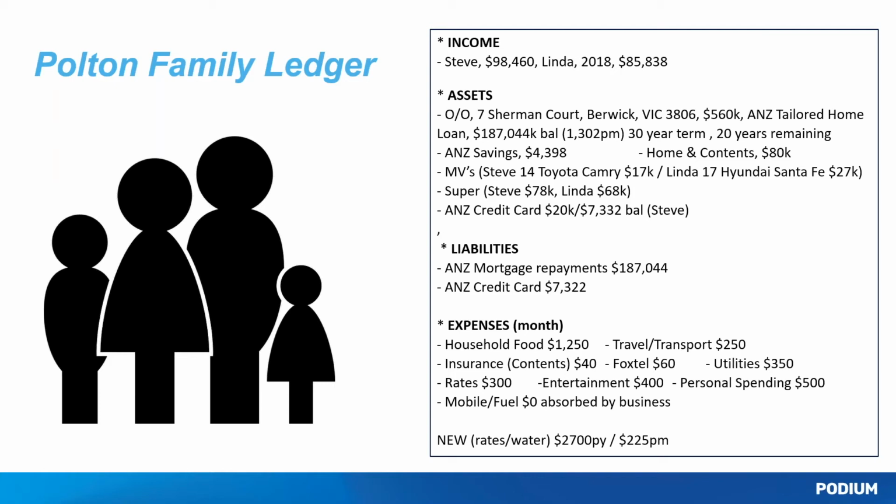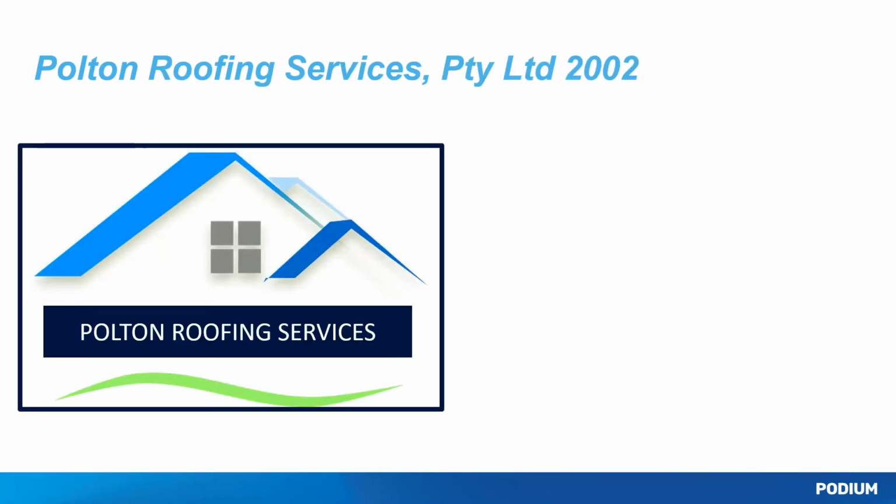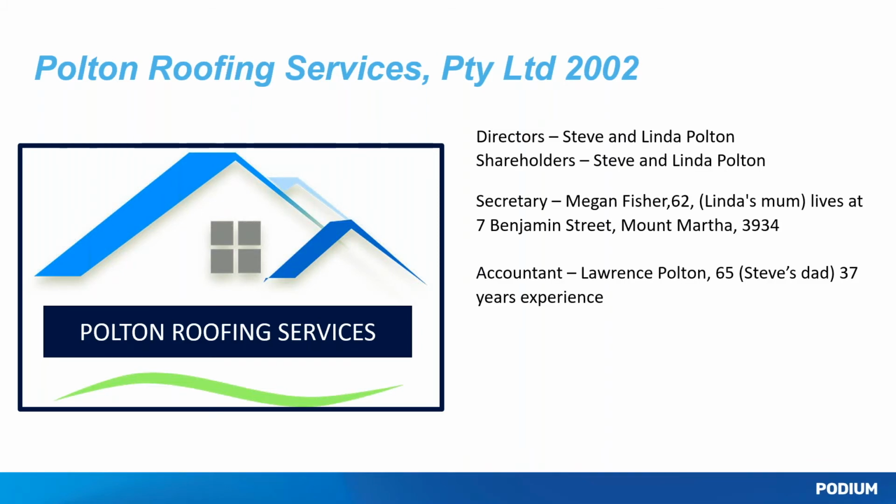Let's go into the scenario a little bit further. Okay, so Polton Roofing Services Pty Limited from 2002. Steve and Linda are both the directors and the shareholders. As mentioned before, Megan, Linda's mum, is a secretary and she lives in Mount Arthur. So she's a local lady. Accountant, Lawrence, that is Steve's dad. Great, so we begin to see that some of the advice they're getting with their financial movements is backed by a very good contact with a lot of experience, pointing them in the right direction. It's a fantastic start.